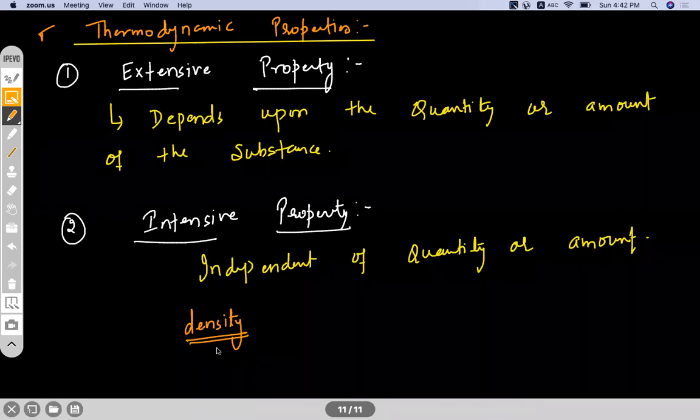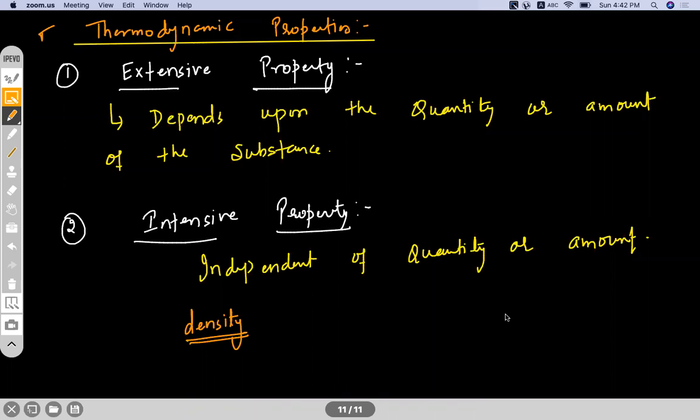So density is an intensive property. Don't get confused that D equals mass by volume, so since it depends upon mass, it is extensive.